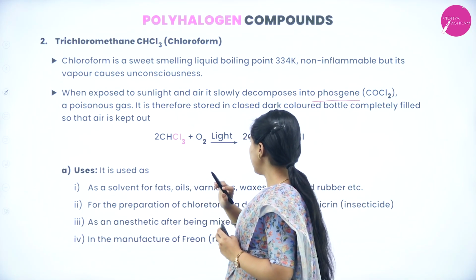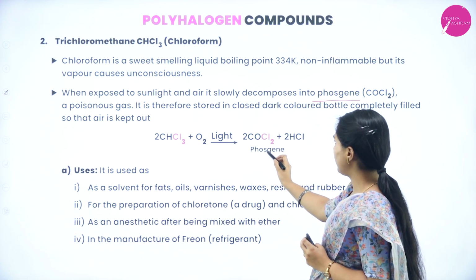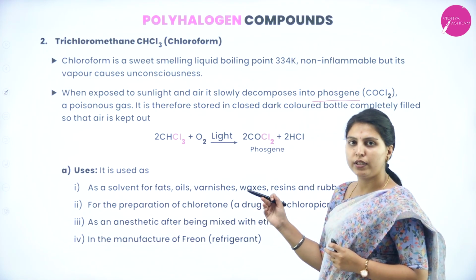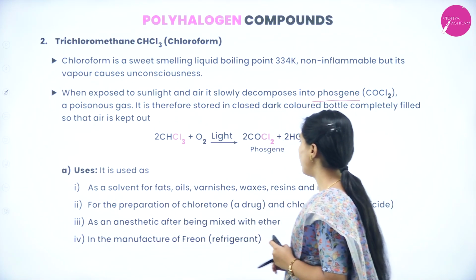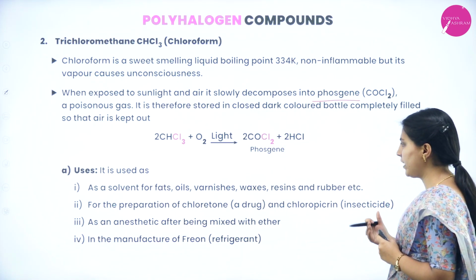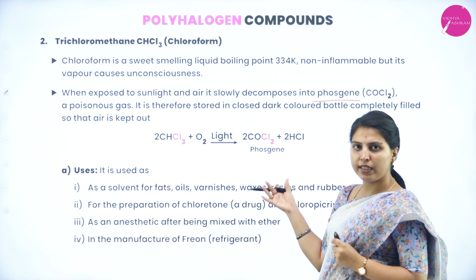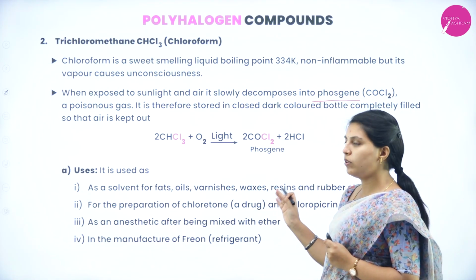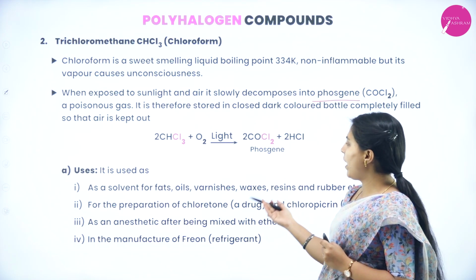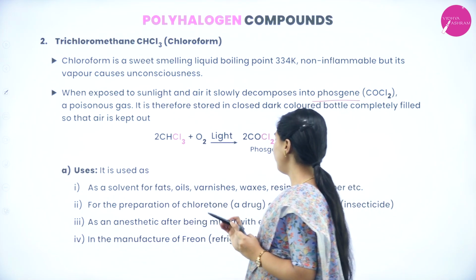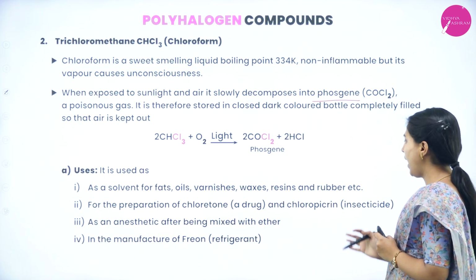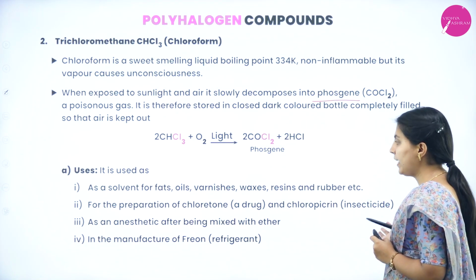When treated with oxygen or light, phosgene, COCl2, will form with the liberation of HCl. What are the uses? As a solvent for fats, oils, varnishes, waxes, resins and rubber, etc. For the preparation of chloretone, a drug, and chloropicrin, an insecticide.